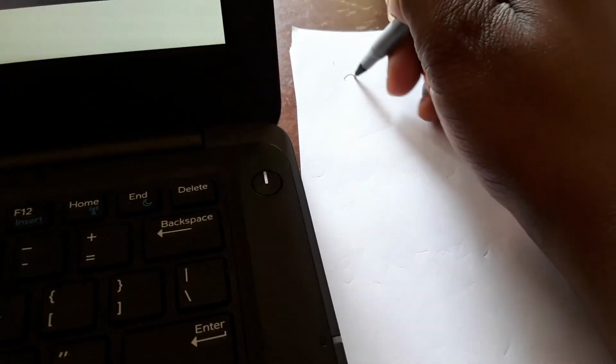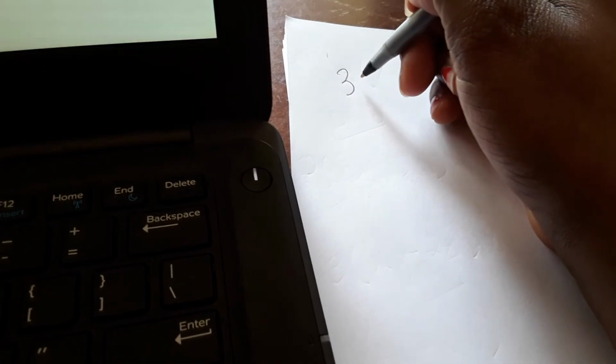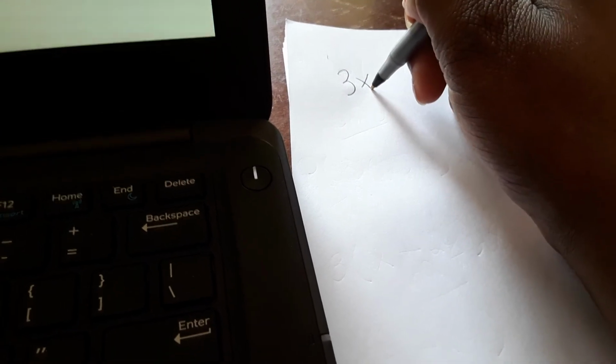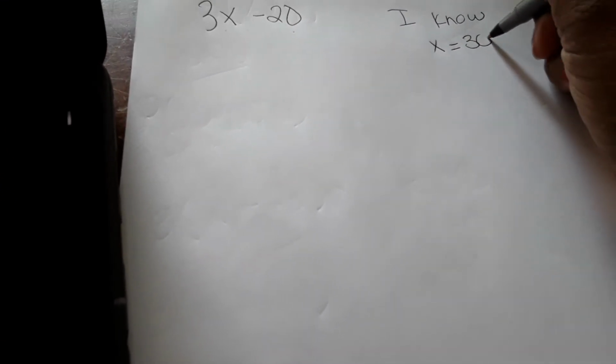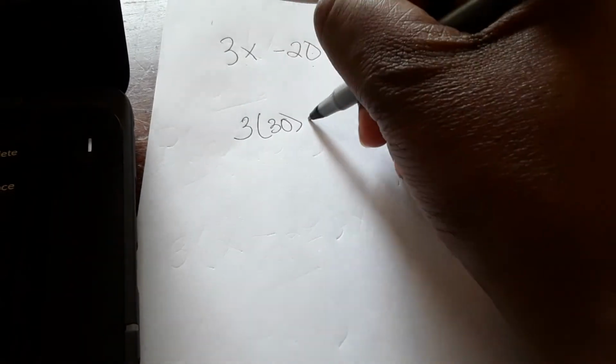So what I know is that he did 3 times what he did on Sunday. We're going to call Sunday X. Fewer means minus 20. So 3X minus 20 is what I have. And I know, because they told me, that X is equal to 30, because that was your Sunday miles. Okay, so this time I'm going to take 30 and plug it into X. So that's 3 times 30 minus 20.